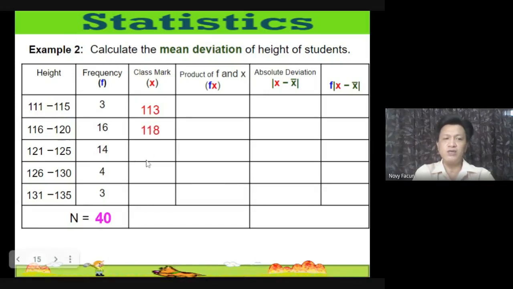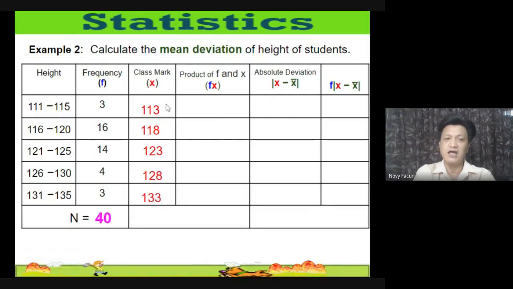And then 121 plus 125 divided by 2, the class mark is simply 123. And next, 126 plus 130 divided by 2, the class mark is 128. And 131 plus 135 divided by 2, ang class mark natin ay 133. Kapag nakompleto na natin yung class mark, we can now get the product of the frequency and the class mark.